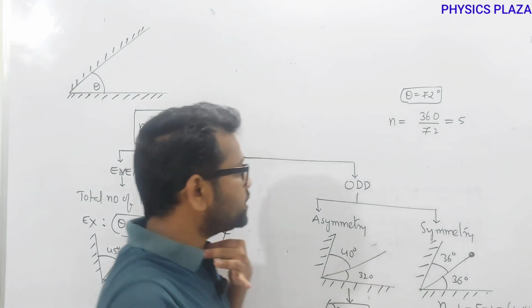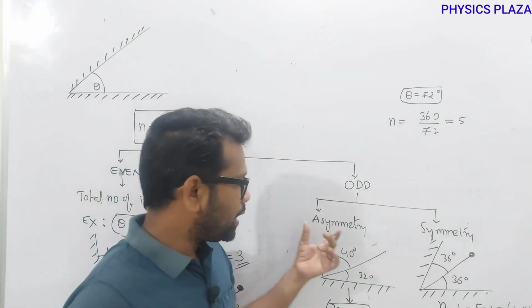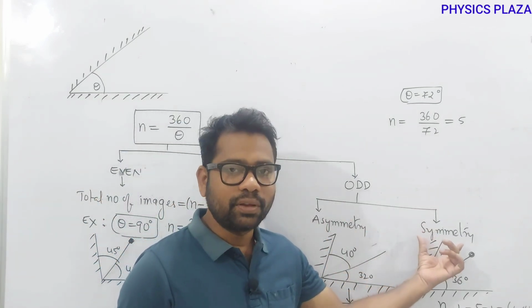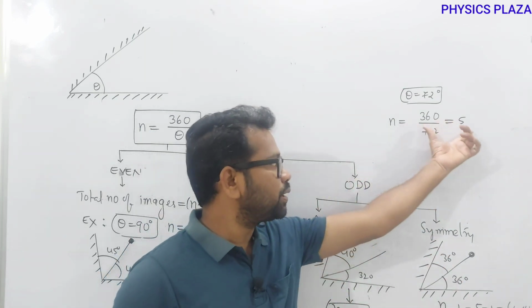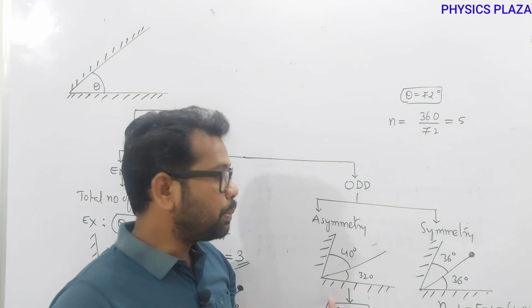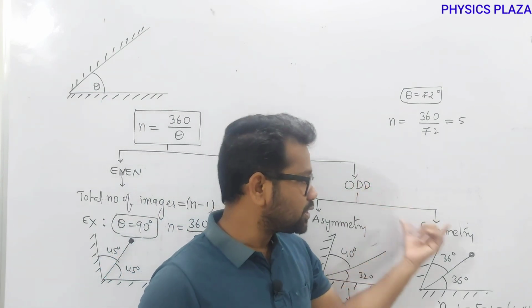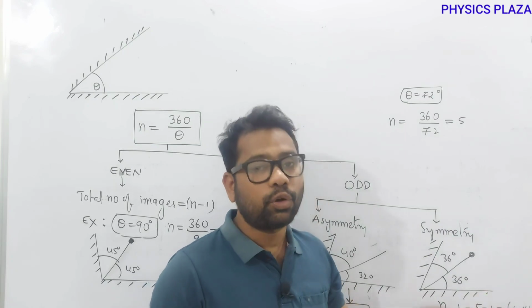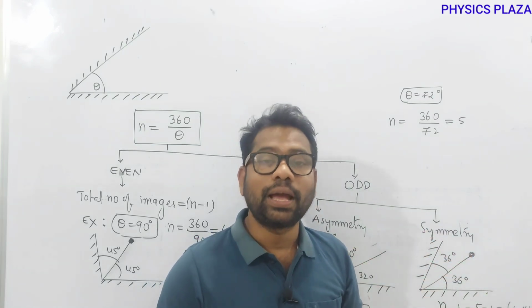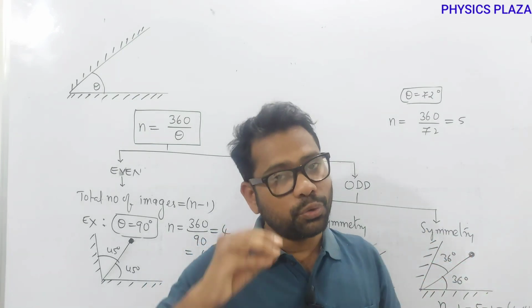But if it is an odd number, children, it might be asymmetry and it might be symmetry. With an odd number of images, if it is an asymmetric case, the same number of images will be retained. But if it is an odd number of images with a symmetry case, then what happens? Only 4 images are formed actually. And from an examination point of view, you need not get confused.